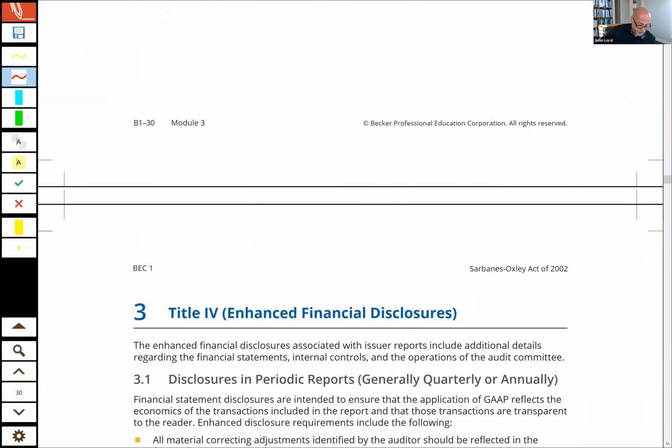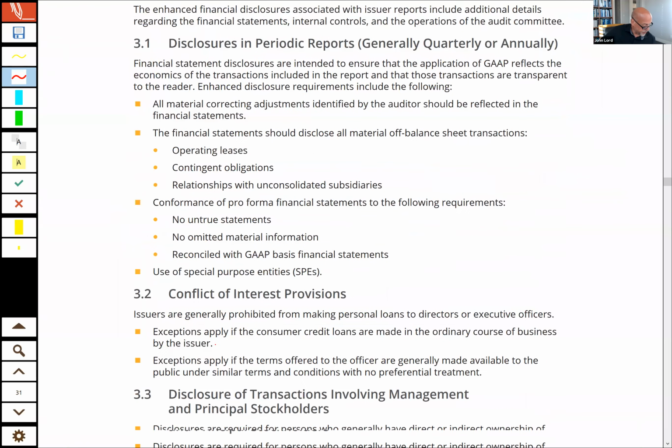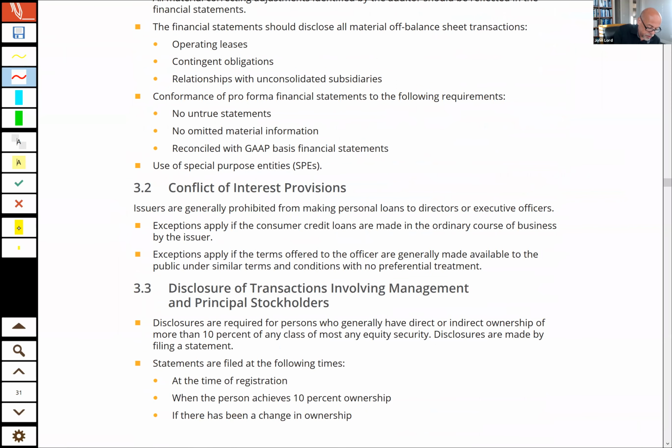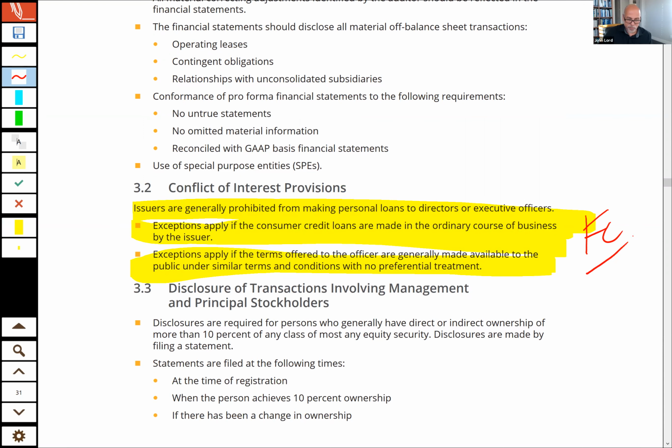Okay, good. Come over. Looking at Title IV now and conflict of interest provisions. Issuers are prohibited from making personal loans to directors or executives unless they're in the ordinary course of business and essentially are on the same terms as what they would offer the public. So it doesn't mean that if you're working for a big company like Visa that you can't get a credit card, right? But they can't give you some special credit terms or something like that. That would be a conflict of interest for a board member, directors or executive officers.